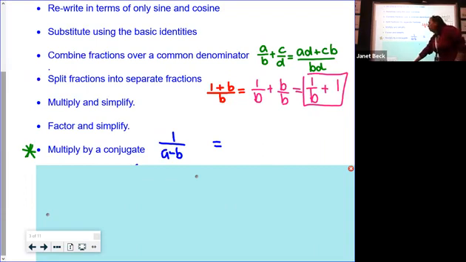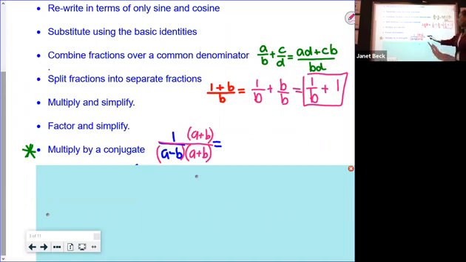I don't know if you remember what a conjugate is, but it's something that's going to bring in the difference of squares. If you have a minus b, its conjugate would be a plus b. Now that's in the denominator of a fraction. And obviously, you're not allowed to just multiply the denominator by something. You're only allowed to multiply the whole fraction by 1. So you have to multiply the top by the same thing.